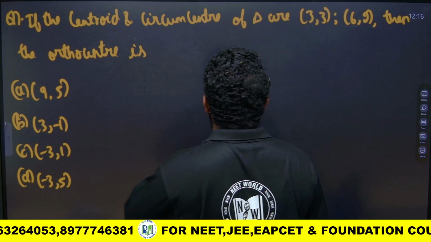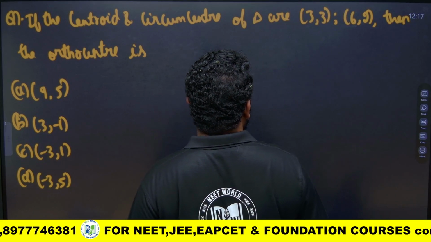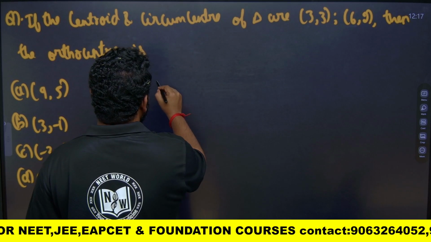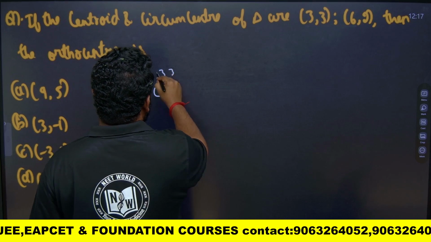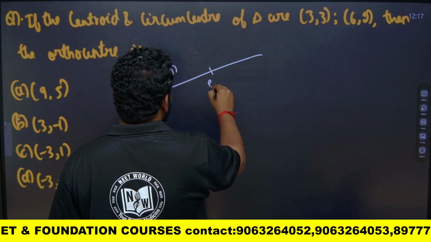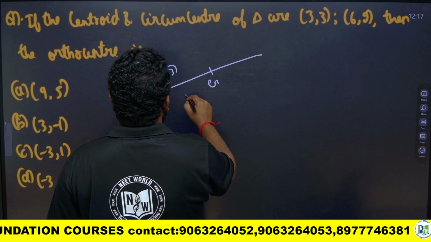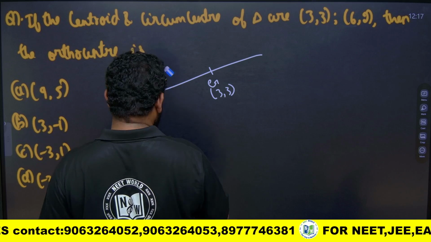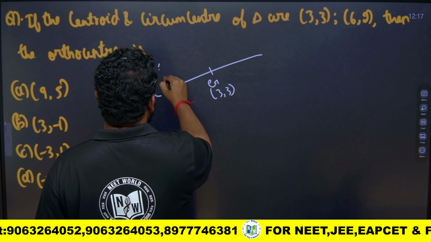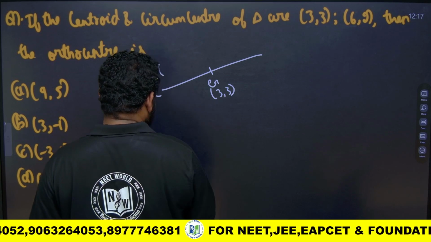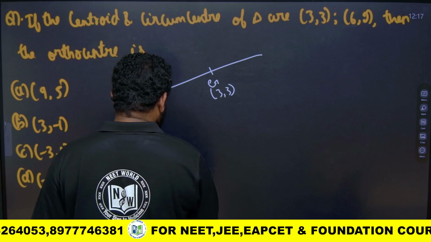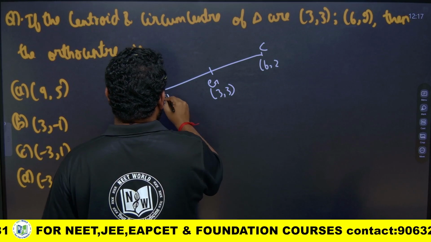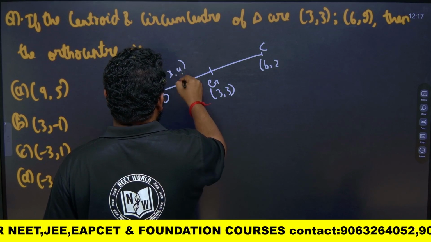Okay, if the centroid and circumcenter of a triangle are 3,3 and 6,2, then the orthocenter is. This is very simple. Here the centroid G is given as 3,3. The circumcenter is given as 6,2. This is the orthocenter. We don't know its value. Let it be x, y. So we have to find it out.